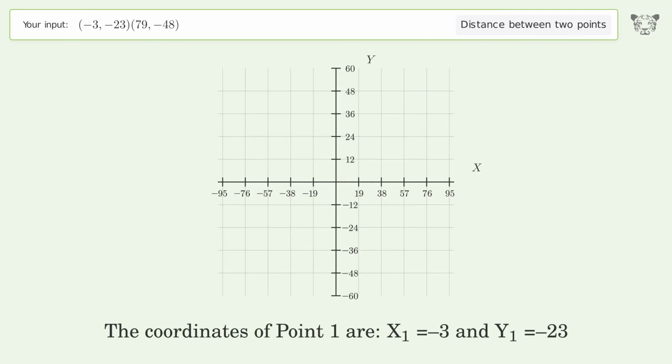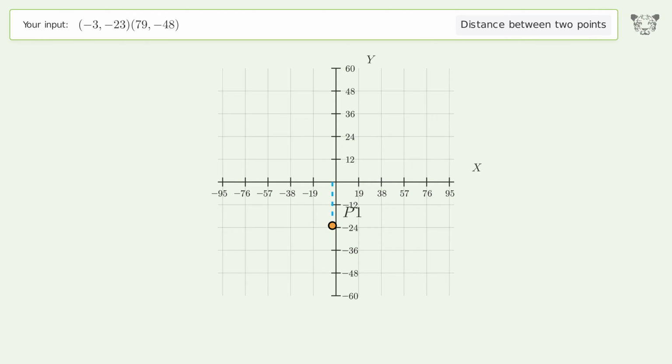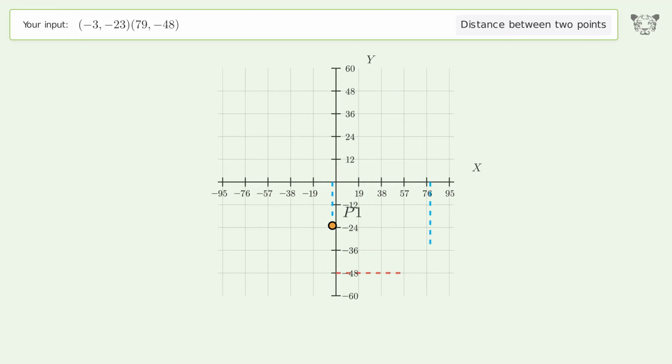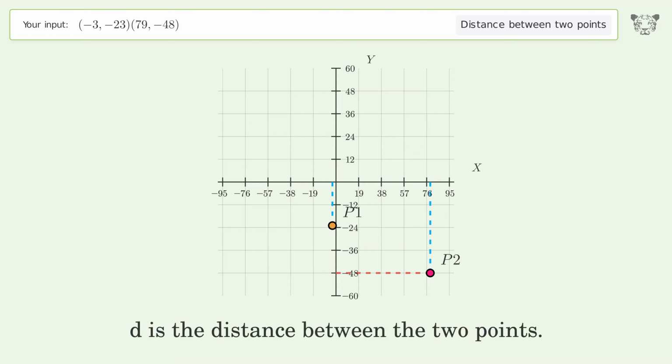The coordinates of point 1 are x1 equals -3 and y1 equals -23. The coordinates of point 2 are x2 equals 79 and y2 equals -48. D is the distance between the 2 points.